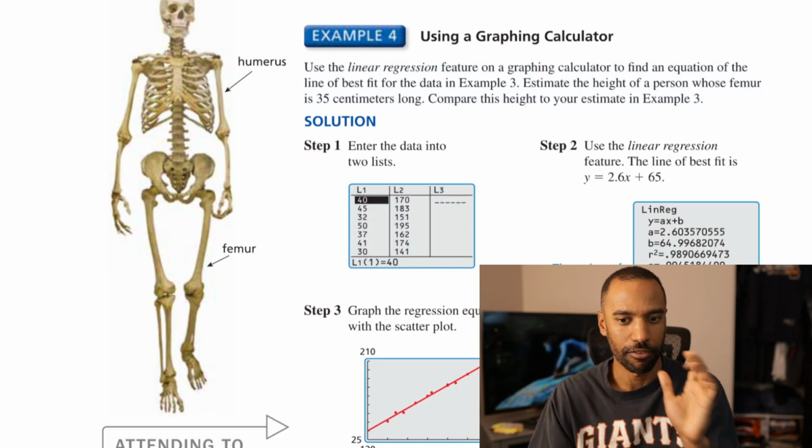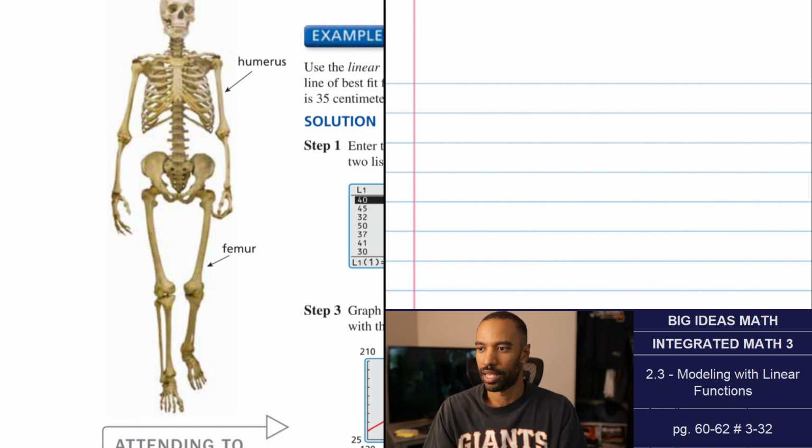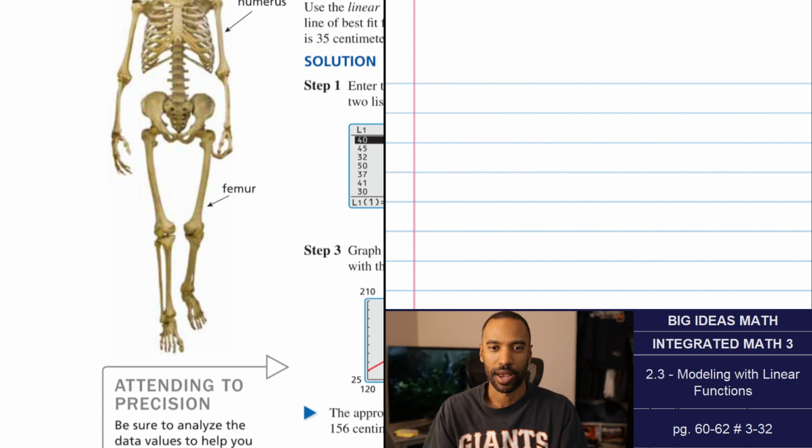Now, to show you where that information is on the graphing calculator, although I'm not going to type it, you go to Stat, right here, and you go to Edit. So you can start entering some data into L1 and L2. You would treat L1 as your X variable and L2 as your Y variable in this case. And then they say, enter the data into the two lists, and then use the linear regression feature.